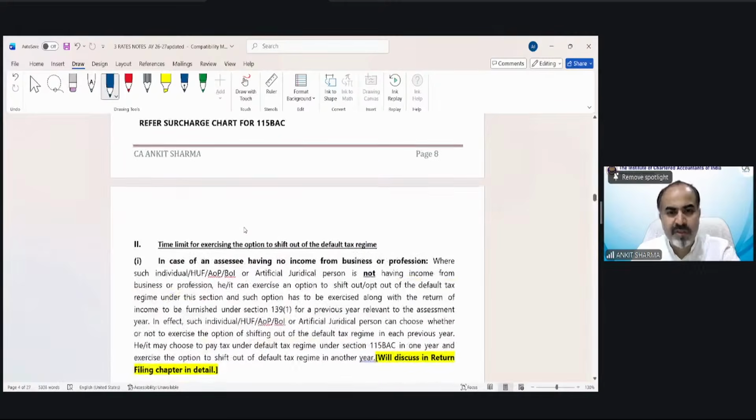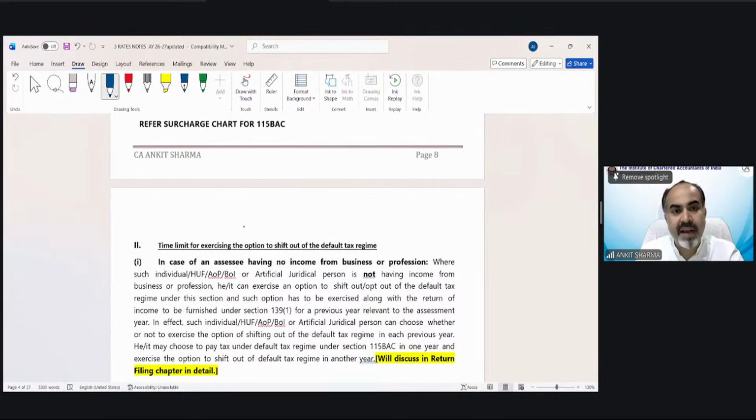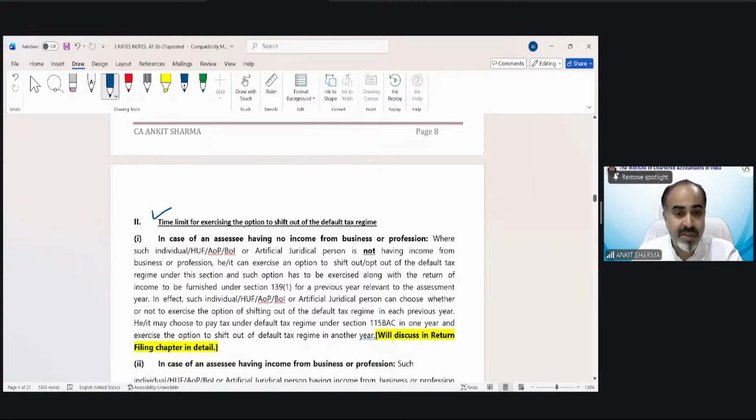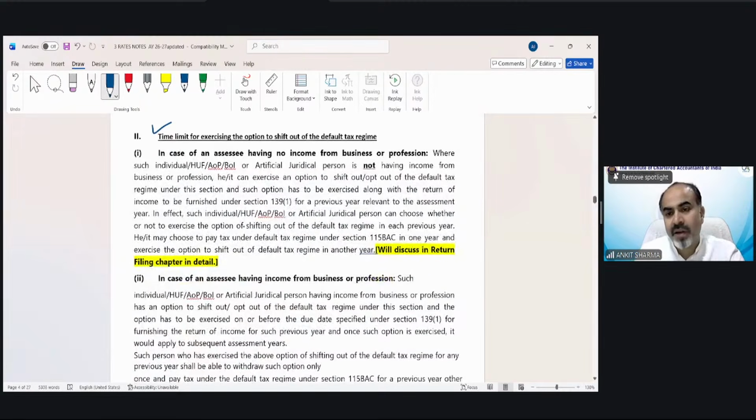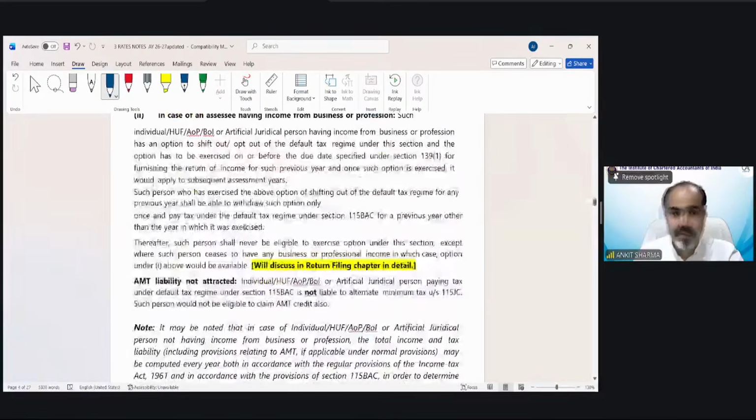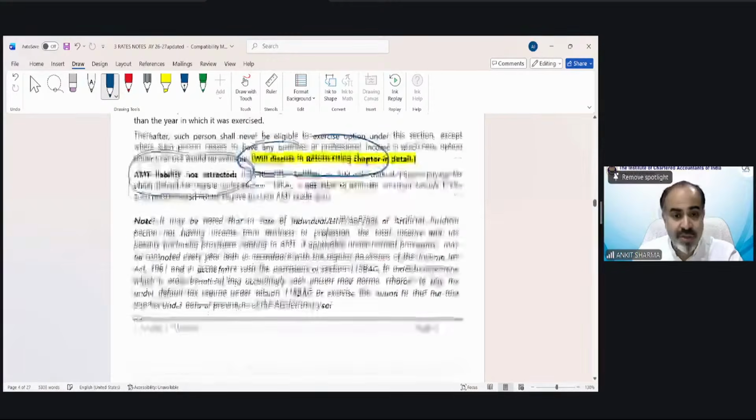These provisions would be discussed in the return filing topic, so no need to read them. In a separate chapter we will discuss them; you can see it has been mentioned in the return filing chapter. This is also going to be discussed in the return filing chapter. This is for AMT, which is also going to be discussed in the last chapter.